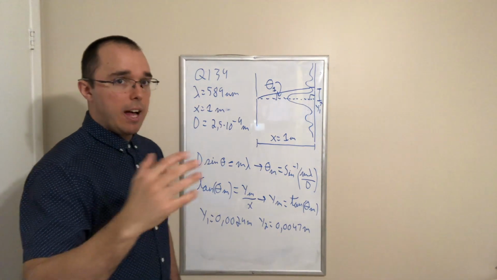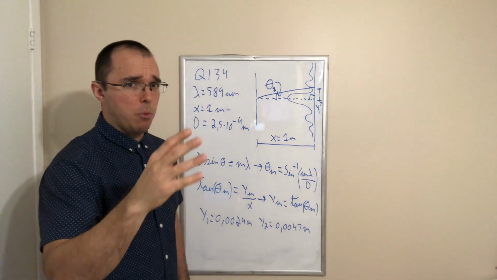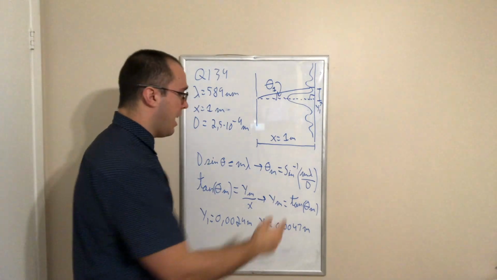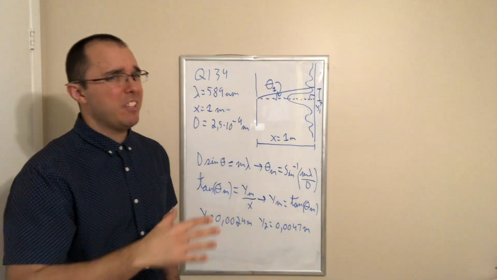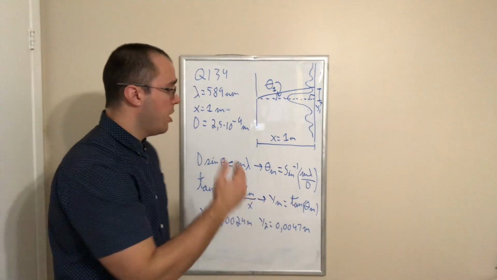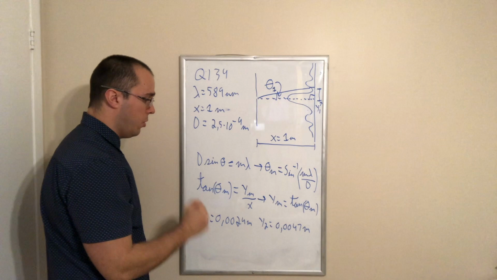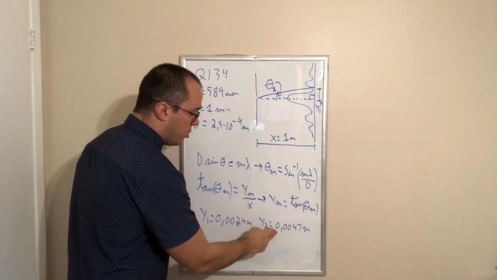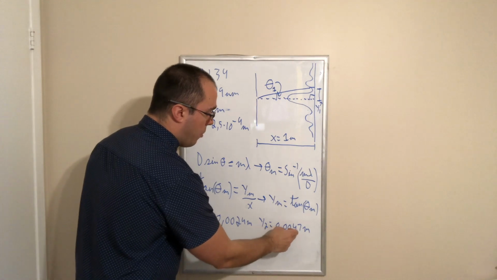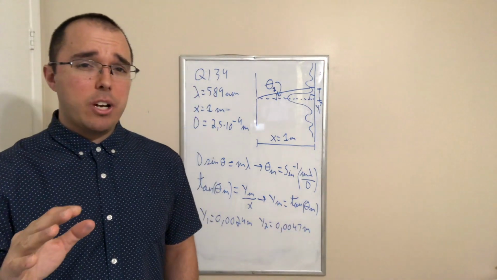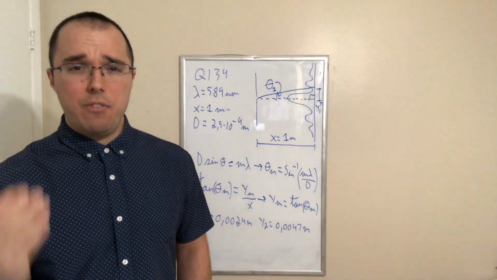And if we plug in the values for the second minimum, by the way, the only thing that changed is that m is now equal to 2. Everything else is the same. Lambda does not change, the width does not change. So only m is now equal to 2. Using our two formulas, we get y2 equal to 0.0047 meter.